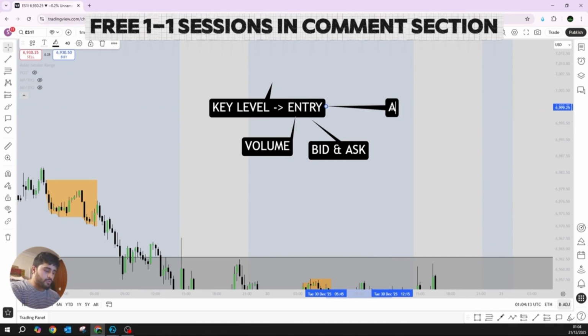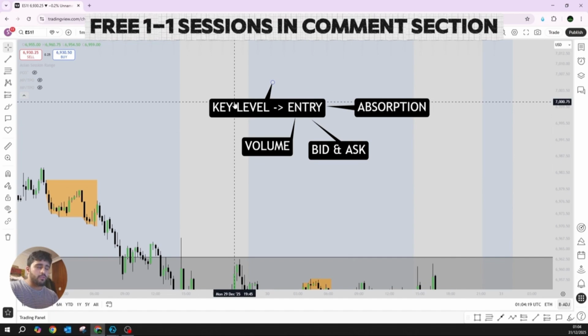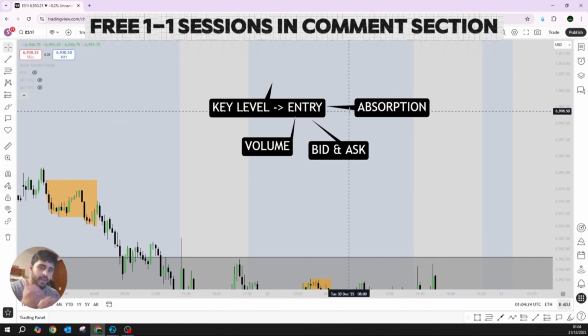And so this comes down to one simple thing: absorption. So you don't need to overcomplicate your trading beyond having one key level, waiting for price to come into your key level, and then understanding why the key level gives you a bullish break or a bearish break.